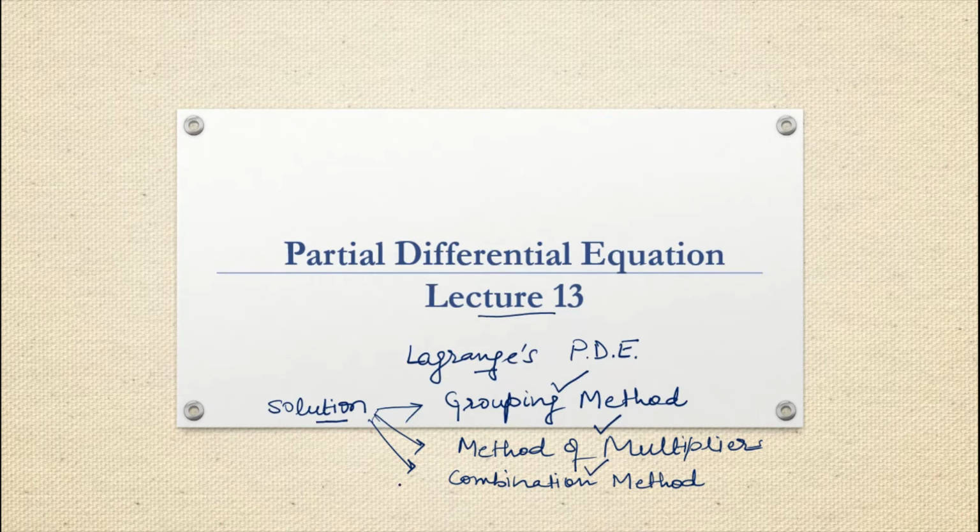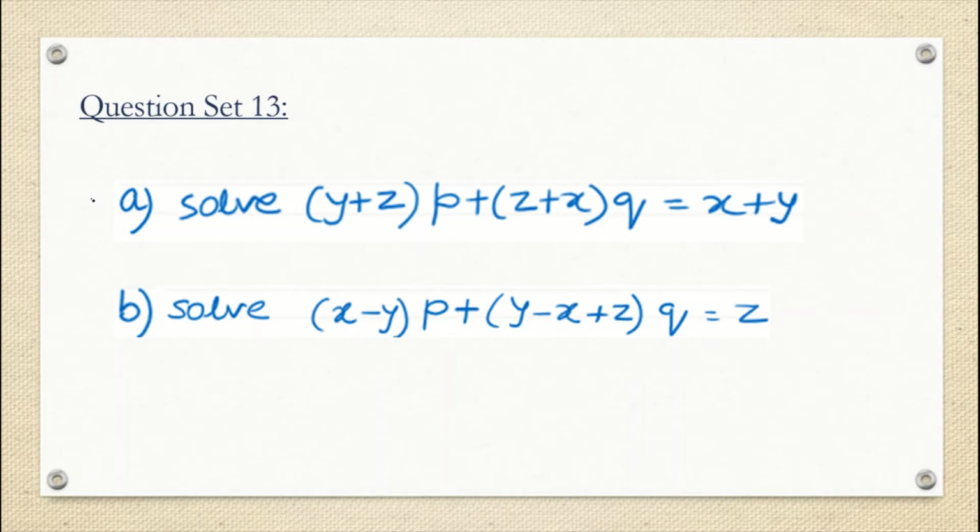But today again we are going to see the solution of Lagrange's PDE, but today we are going to take those types of questions where even the grouping method will not work, the method of multipliers will not work, and the combination method will also not work. So this type we will call special form of questions. We are going to see these two questions in today's class, right?